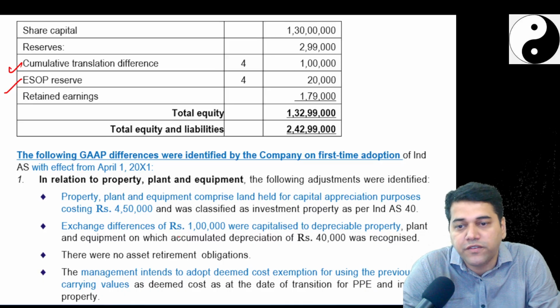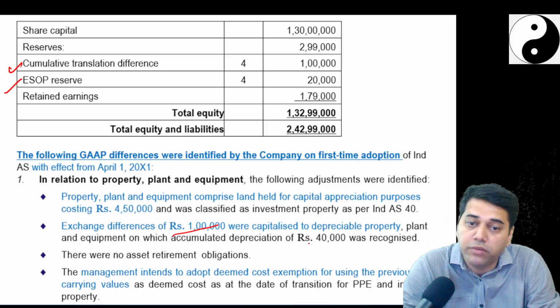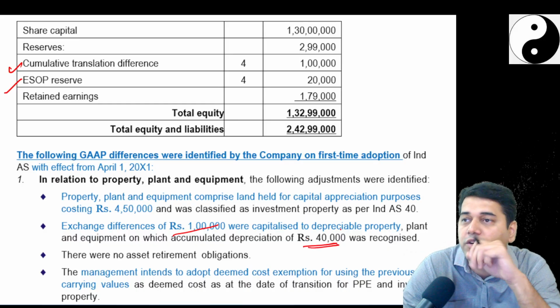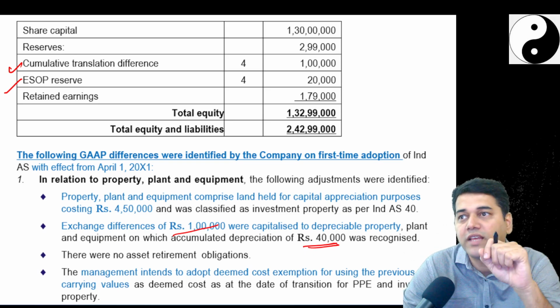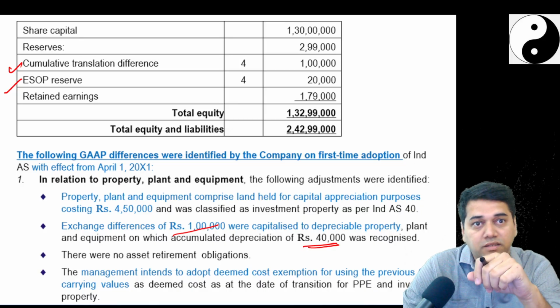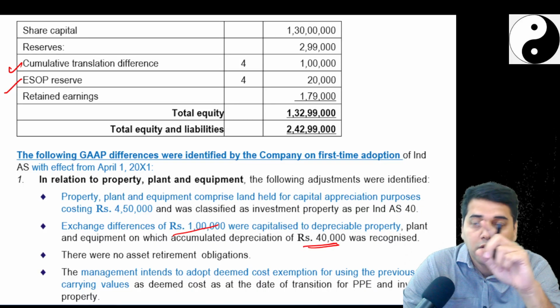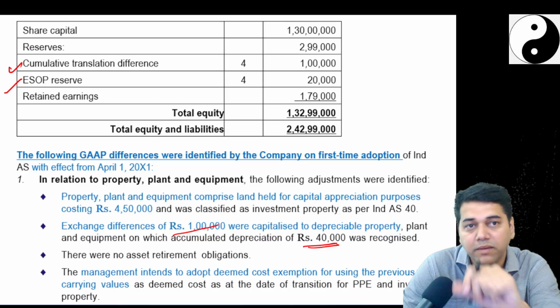Now exchange difference of rupees 1 lakh was capitalized to depreciable property, plant and equipment on which accumulated depreciation of 40,000 was recognized. What is this story? Whatever forex loss they had incurred, they capitalized it. You understand the background now. Now on that capitalized forex loss, they have claimed the depreciation.